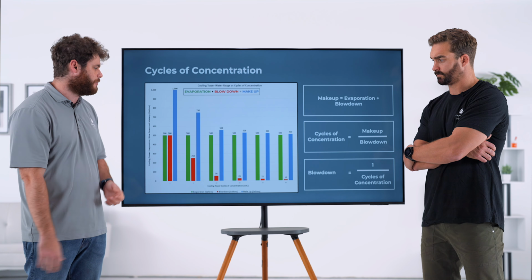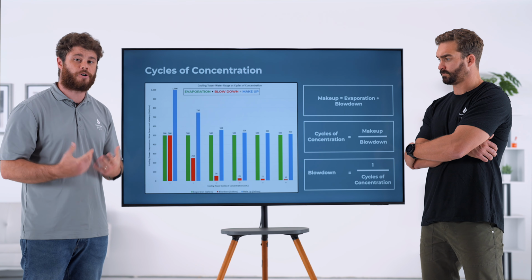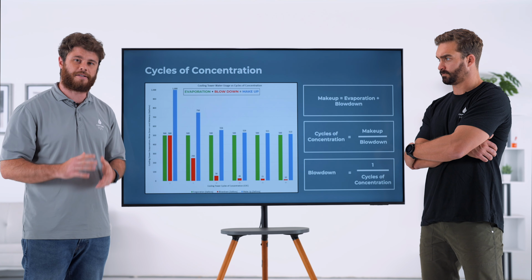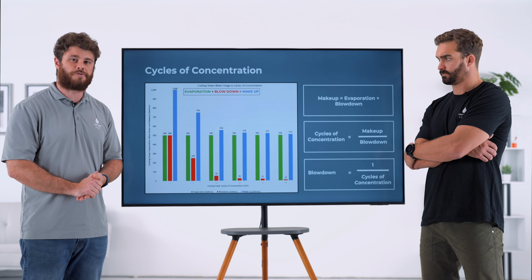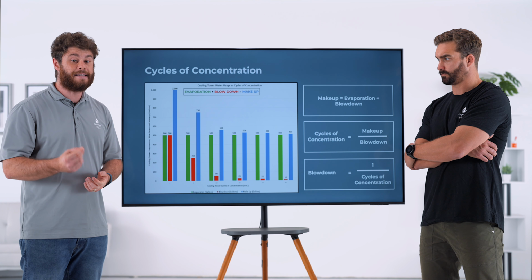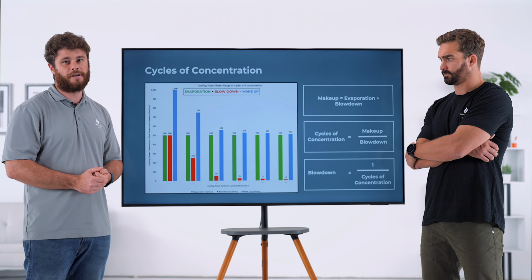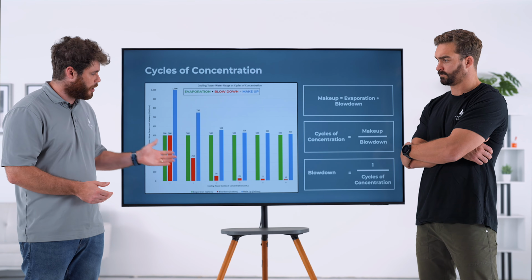You'll notice that the green bar is constant throughout. That's our heat load, that's our evaporation load. That is completely independent of your cycles of concentration. What is dependent on your cycles of concentration is your blowdown, which is the red bar.